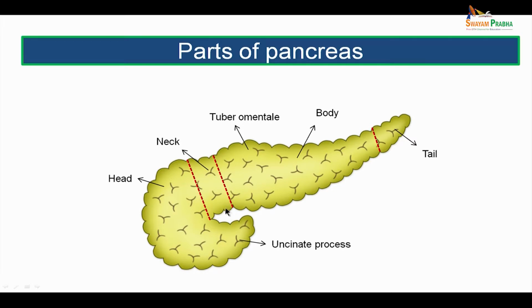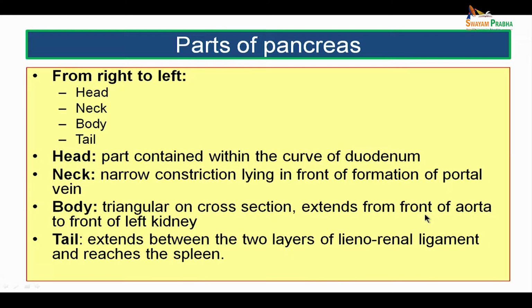Next comes the narrow neck, which further continues as the body of the pancreas, which then tapers and ends in the tail, which is related to the hilum of the spleen. Along the upper border of the body of pancreas, we see a projection which is called the tuber omentale. So, the parts of the pancreas from right to left are head, neck, body and tail.